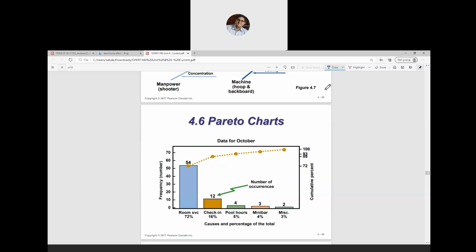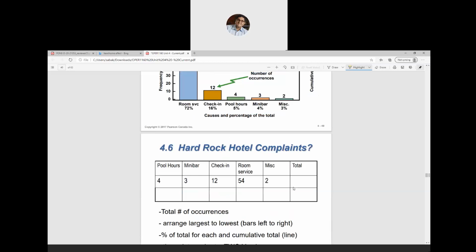Now, the next method, this is also very important for your midterm. This is called a Pareto chart. I will be doing a couple of examples in Thursday's lecture, but let's try to understand how to make a Pareto chart. After doing a little bit of data analysis, it looks like this. Let's see how to get this particular chart.